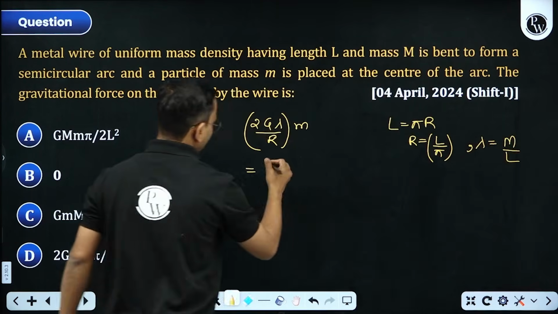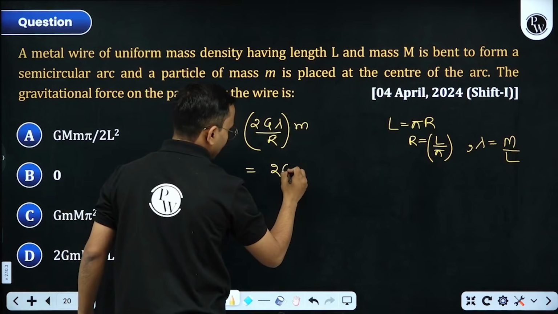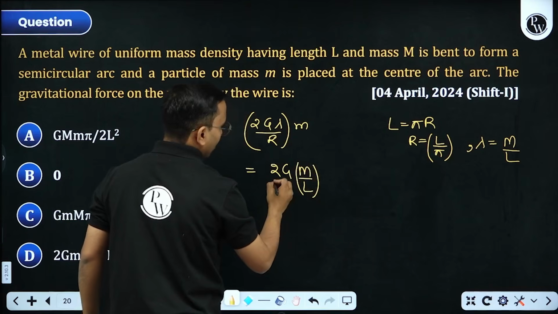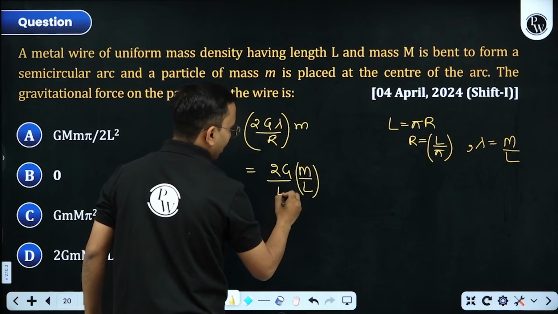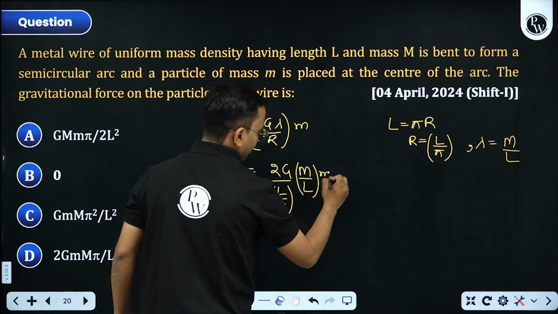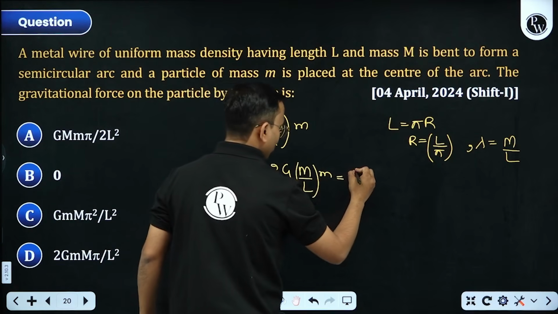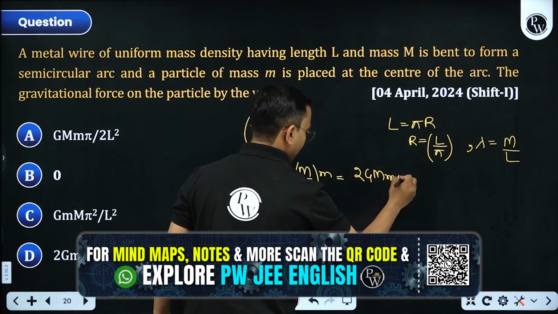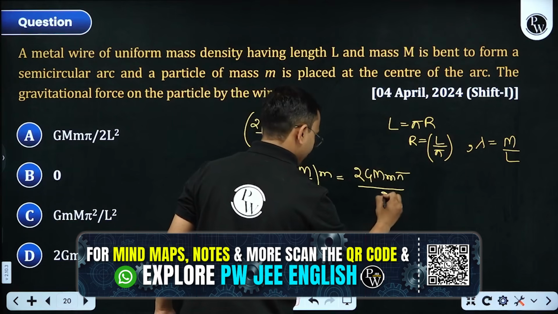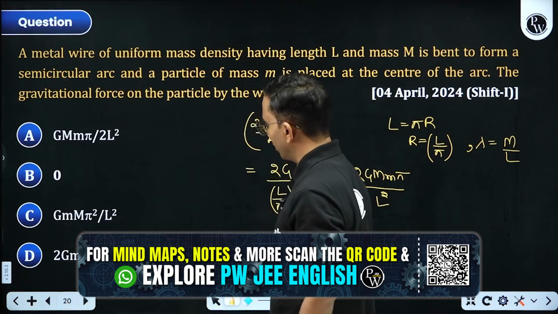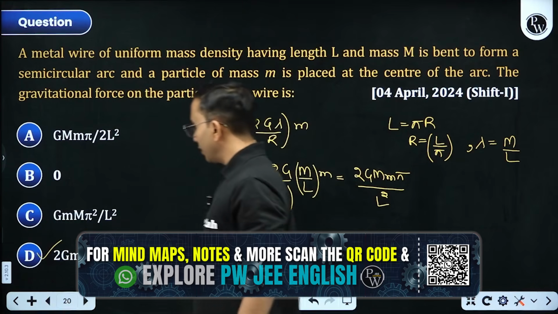Put that. So 2G lambda, which is m by L, by r, which is L by pi, into m. So what is it now? 2G m pi by L square. Yeah, D option.